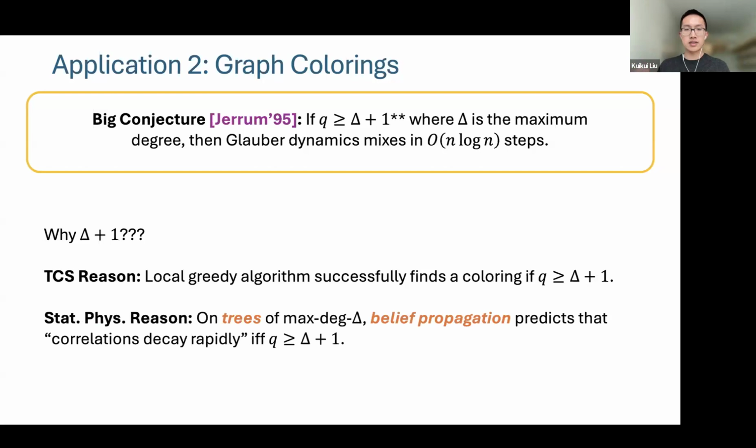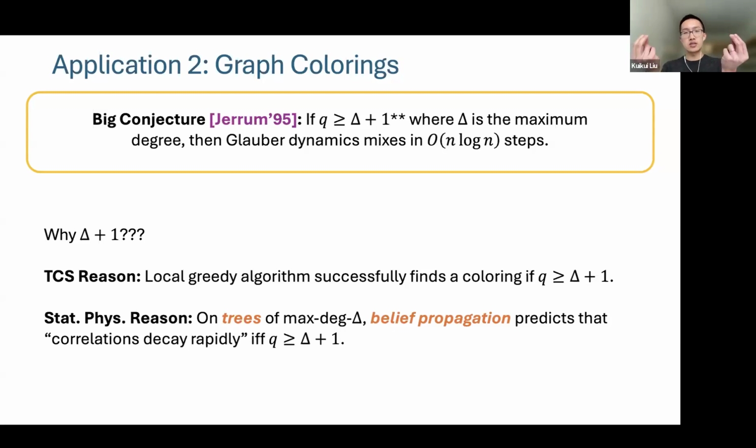Okay. So physicists have this heuristic for studying these types of systems, like colorings, called belief propagation, which I won't define formally, because we won't need it for our purposes. This is just a heuristic for studying spin systems or locally interacting particle systems like colorings. And it turns out belief propagation predicts that, at least for the case of trees, when your underlying graph is a tree of maximum degree delta, so-called correlations decay rapidly if the number of colors Q is at least delta plus 1. So informally, what I mean by correlations decaying rapidly is the following.